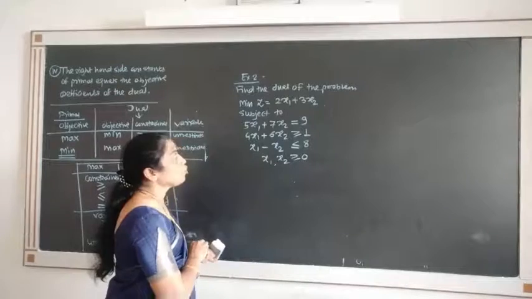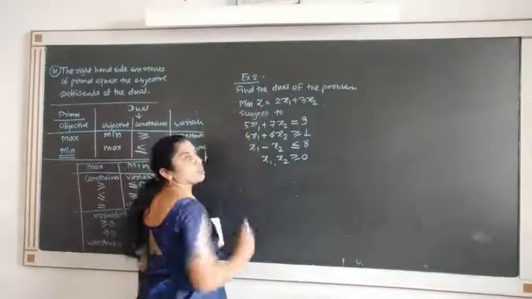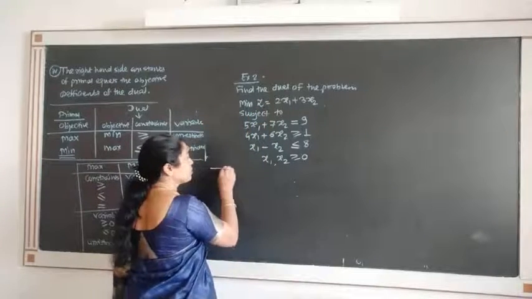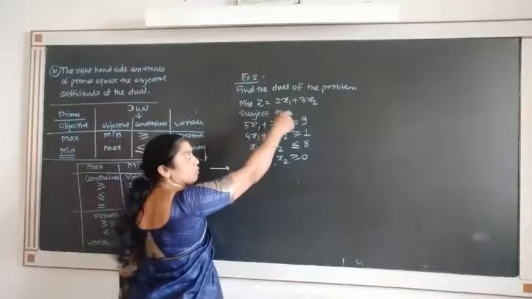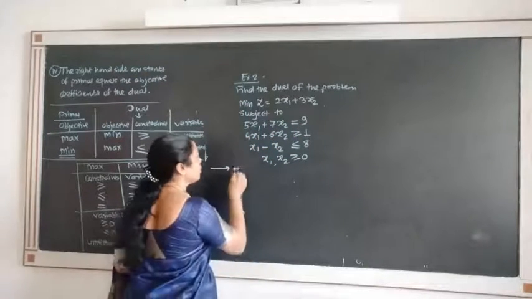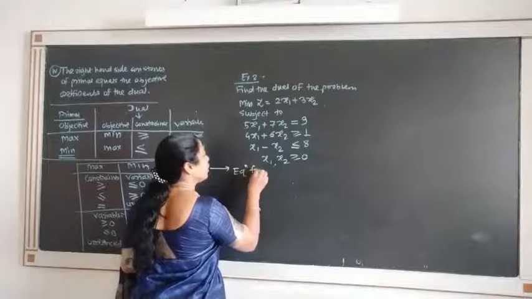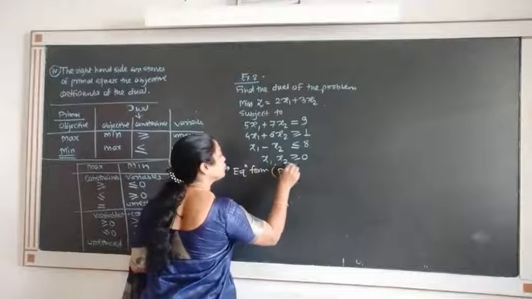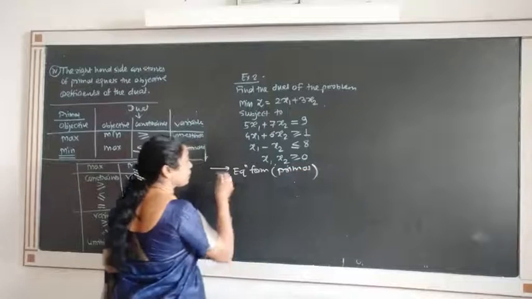Consider this problem. You want to find the dual of this problem. So first thing is, to find the dual, you have to write down this in equation form. So see the equation form. We are writing the primal in equation form. So what is the primal?